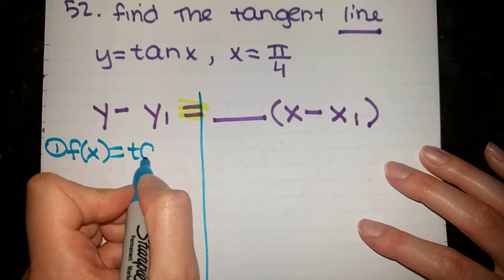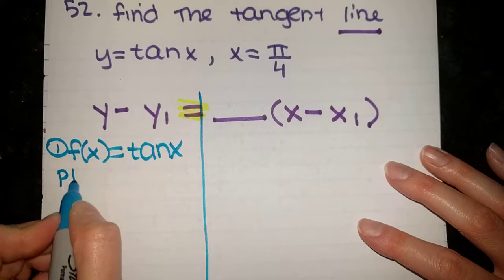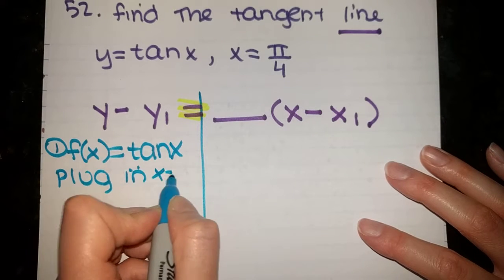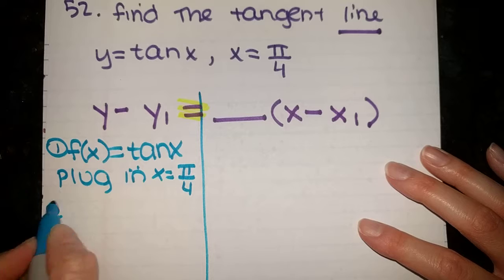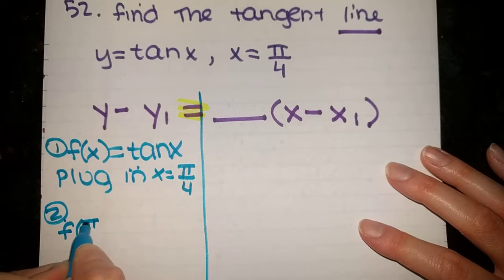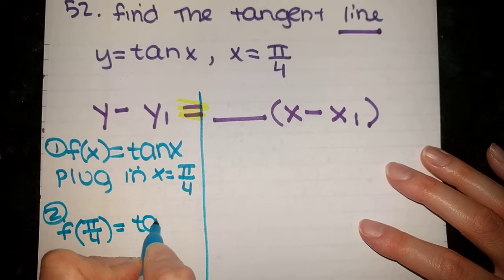To the left, what we're going to be working with is our f of x function. So f of x is tangent x, and then we're going to plug in x is equal to pi over 4. And so that's going to give us tangent of pi over 4.